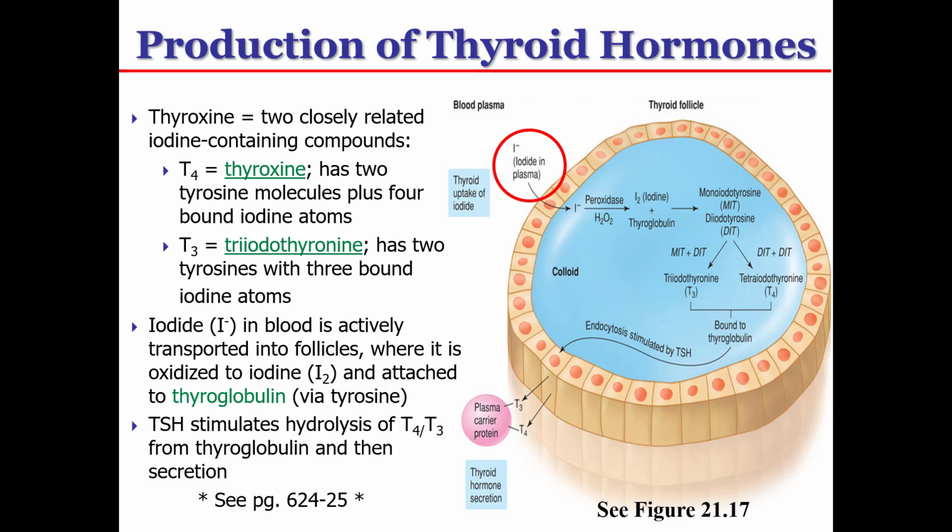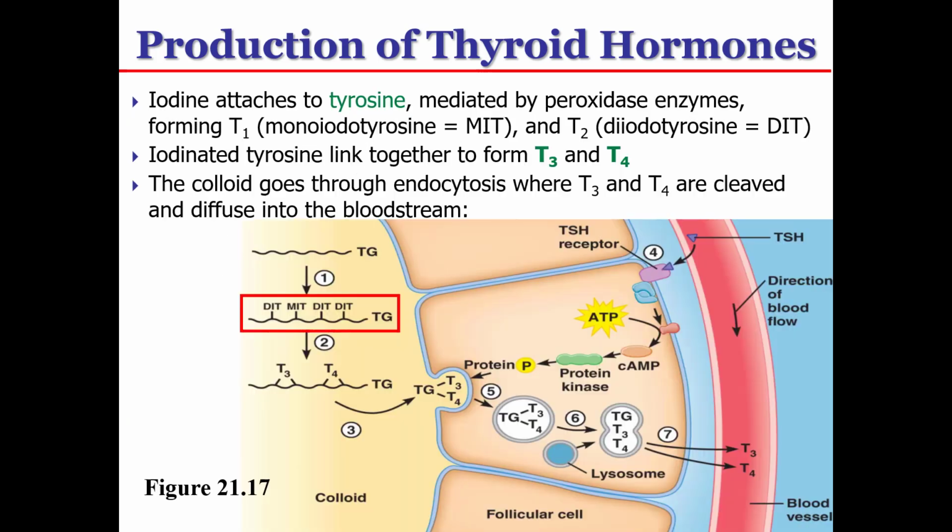And TSH is going to stimulate the hydrolysis of T3, T4 from thyroglobulin and then initiate secretion out into the plasma, where T3, T4 will be stabilized by carrier proteins that are normally found in plasma and help them arrive at nearly every cell in the body. This is just another figure of how the exocytosis, or the secretion of T3, T4 occurs, and it has access to the bloodstream.